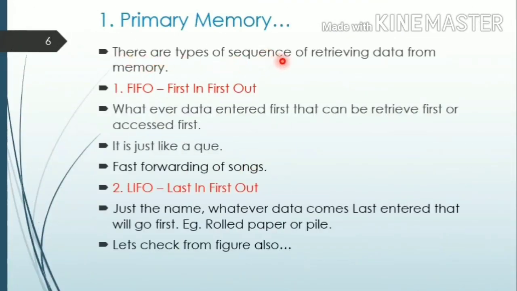Now, there are two types of sequence of retrieving data from the computer memory. One is FIFO, that is first in, first out. Whatever data entered first is retrieved or accessed first. Okay. Now, it is just like a queue. Whenever you are using an ATM or any queue like ticket buying, it is like a queue. So whoever is standing first gets the chance first.